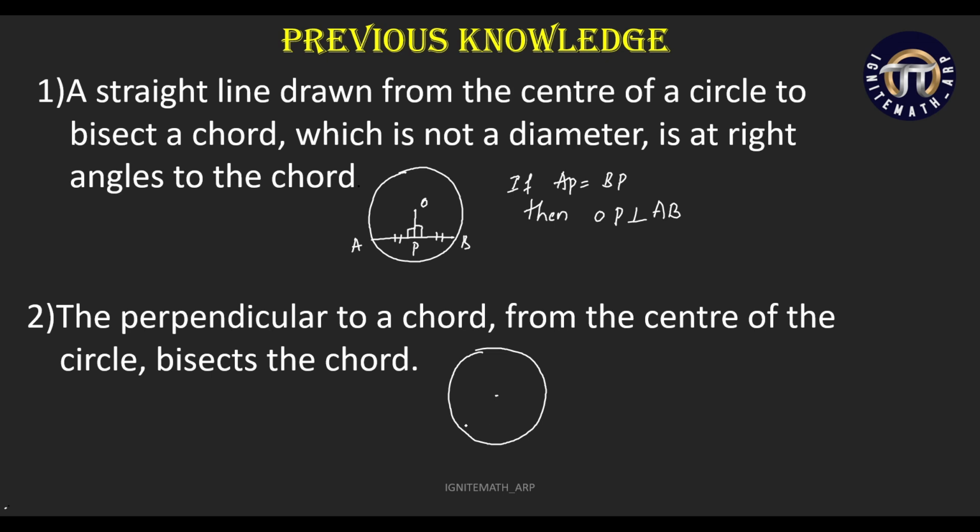Here I am drawing a perpendicular from the center to the chord. If AB is the chord, here in the beginning itself I know that OP is perpendicular to AB. Then AP is going to be PB. Clear, children? If OP is perpendicular to AB, then AP is going to be equal to BP. A bisector is perpendicular and a perpendicular is a bisector. Very simple, right?